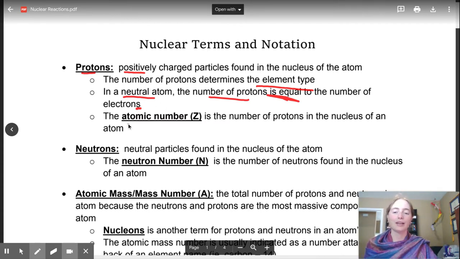Okay, this part might be new. The atomic number, or the number of protons, is represented by the letter Z. Why it's Z, I couldn't tell you. In all honesty, I have no idea. Remember neutrons, they are neutral particles found in the nucleus. And the neutron number is labeled as N.